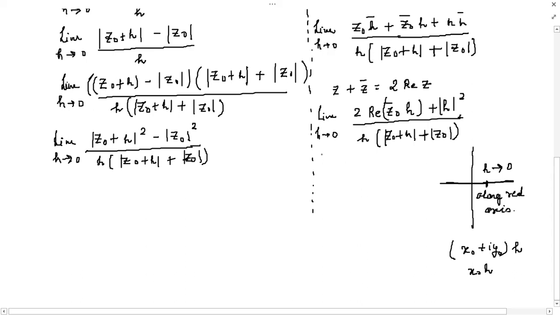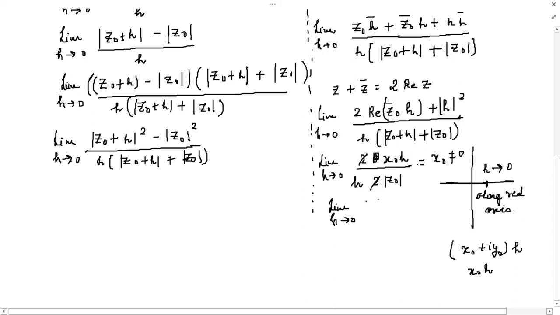So it will be simply 2 limit h tends to 0, 2 times x naught into h divided by h into 2 times modulus of z naught. So 2 cancels out. So it is equal to what? What is x naught after all? X naught is the real part of z naught, so it is nothing but x naught, not equal to 0.